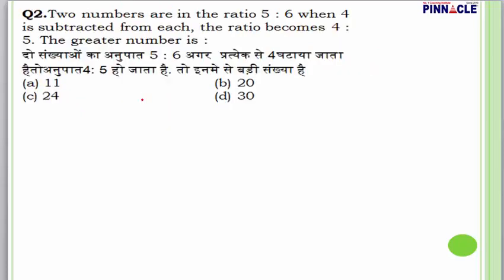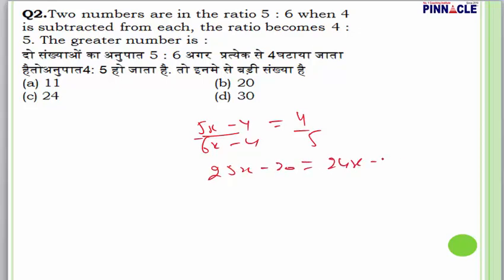Question number 2. Two numbers are in the ratio of 5 is to 6. When 4 is subtracted from each, the ratio becomes 4 is to 5. The greater number would be? This is a very frequently asked kind of question. 5 by 6, 5x, 6x, 5, 4 is subtracted from each portion, then we will have 4 is to 5 ratio. Then you will have x equal to 4. The bigger number would be, greater number would be 4 into 6, because value of x would be 4, 6 into 4, that is 24. Answer is C.